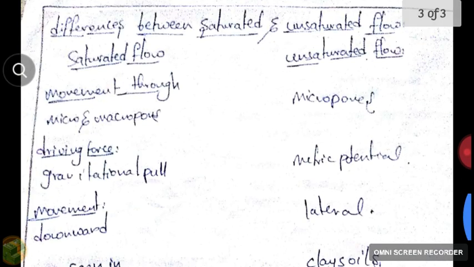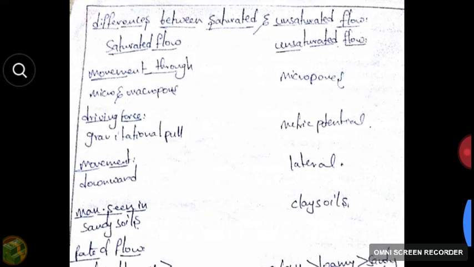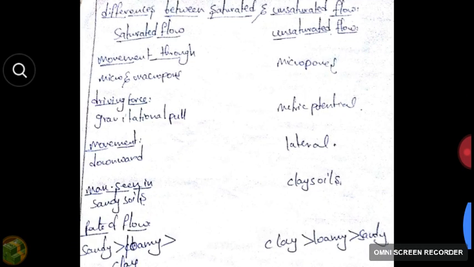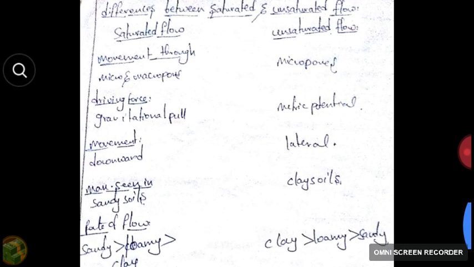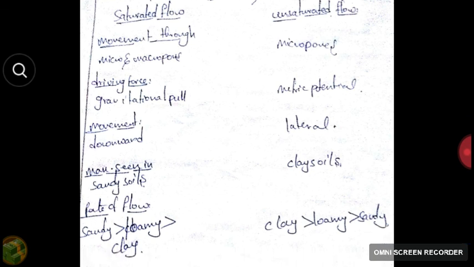We also saw the differences between the saturated flow and unsaturated flow in detail. Movement through micro and macropores, only through micropores. Driving force is gravitational pull, matric potential. Movement occurs in downward direction, lateral direction. Maximum seen in sandy soils, clay soils. Rate of flow is sandy soils greater than loamy soils greater than clay soils; for unsaturated flow, clay soils greater than loamy soils greater than sandy soils.